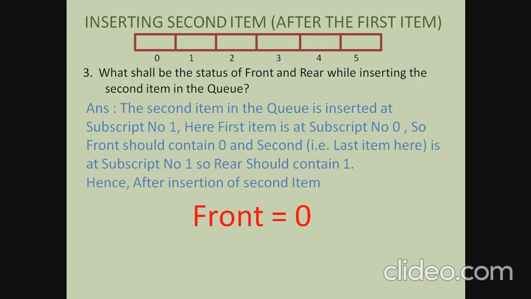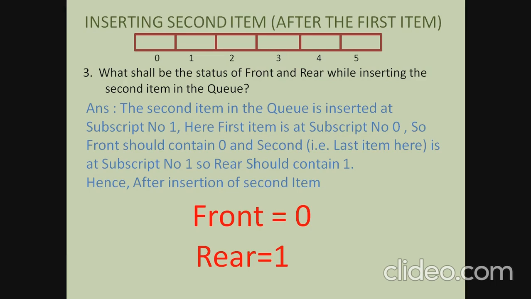This is what we have to do as a Python programmer also. We have to change rear to 1, but leave front as it is when the second item is being inserted, because the first item is at the first subscript number and the second item, the last item at this given moment, is at subscript number 1. So front continues to be 0 and rear now changes from 0 to 1. Let us now see how the rest of the items would be inserted and what the values of front and rear should be.